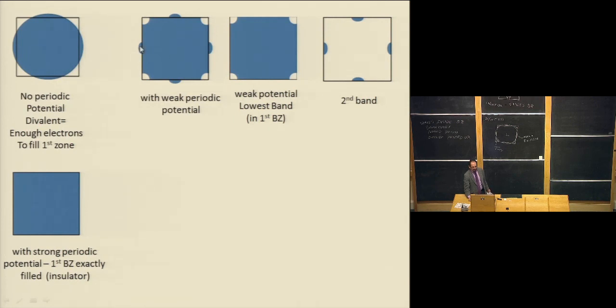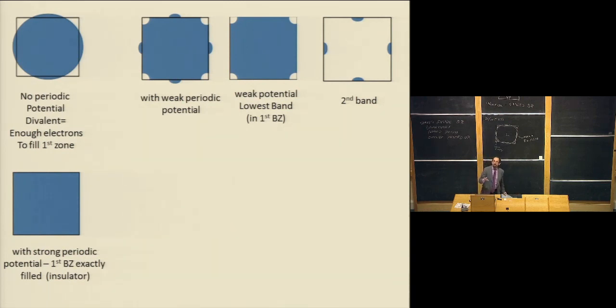So this piece here gets translated to over here by 2 pi over a. This piece here gets translated to here by 2 pi over a. This piece here is translated to down here. This piece here is translated to up there. This is the usual reduced zone scheme. You move everything over until it's all within a single square Brillouin zone. And it would be only these little pockets that remain filled in the second band, or the second Brillouin zone.